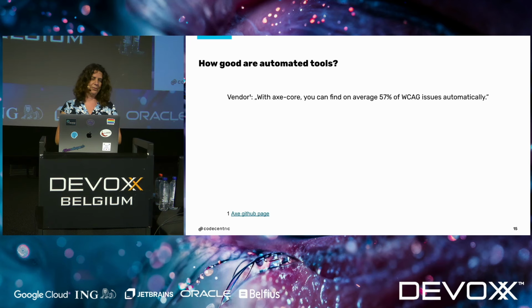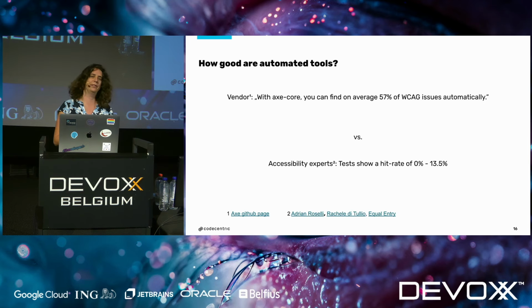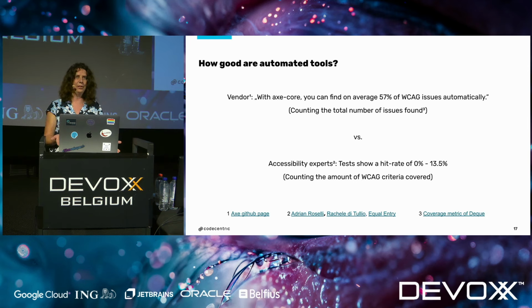For example, the vendor of X, they say that their tool can cover or find on average 57% of WCAG issues. And you might think, okay, this is not really a high number, but if you live in the accessibility bubble, this is a high number for an accessibility testing tool. Yeah, and along come the accessibility experts. They do their own tests. They come to a quite different number, between 0 and 13.5%. And yeah, how come we have these different numbers? Of course, they use different metrics. So the vendor of X counted the total number of issues found, and the experts counted the amount of criteria that were covered.